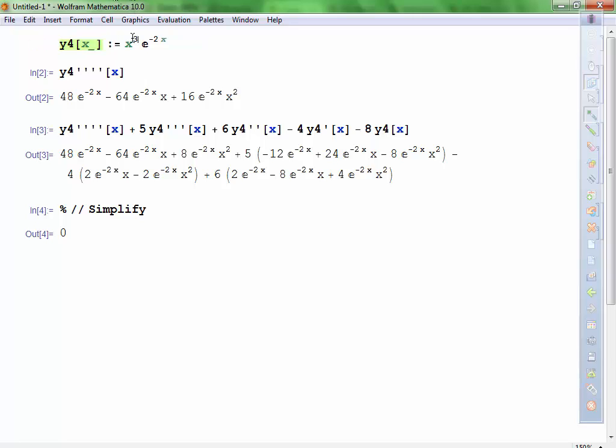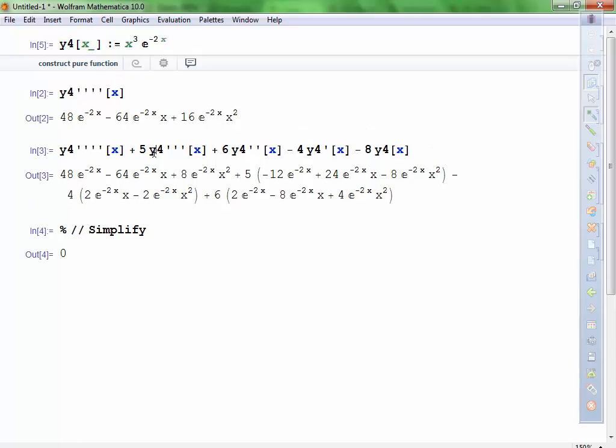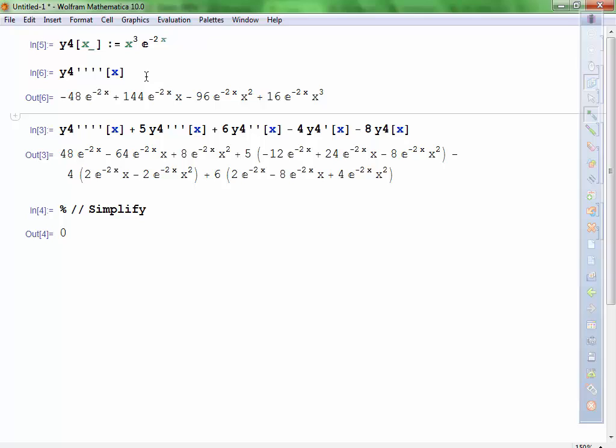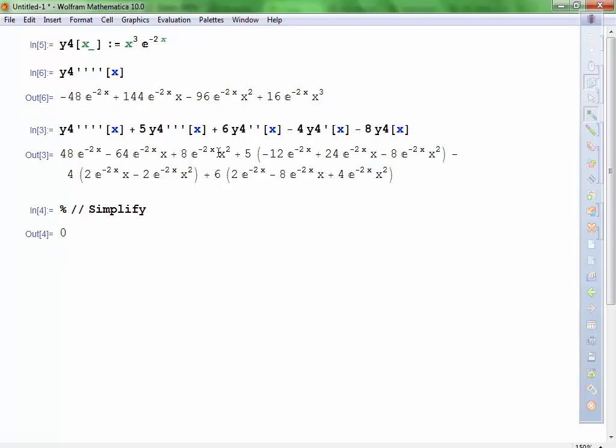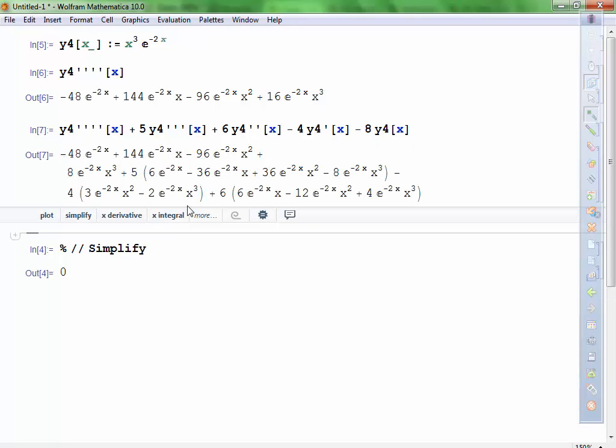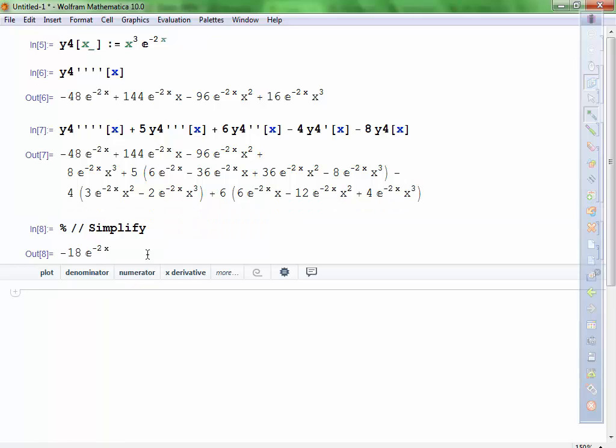So just to show you that y to the third should not be a solution, the fourth derivative of y to the third looks like that, but I'm more concerned about plugging into the differential equation. And if I were to plug it in and simplify, I'm going to get something that's not equal to 0. So I know that y to the third e to the negative 2x is not a solution.